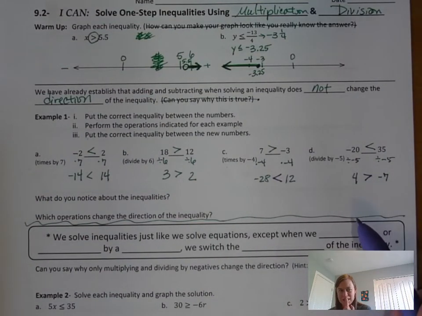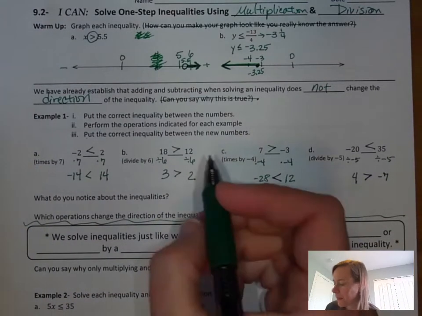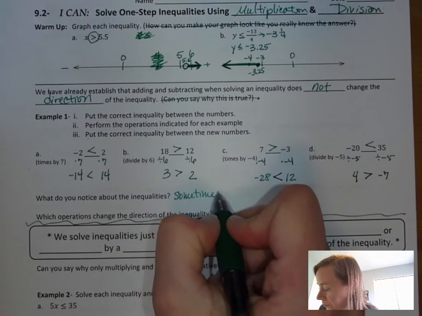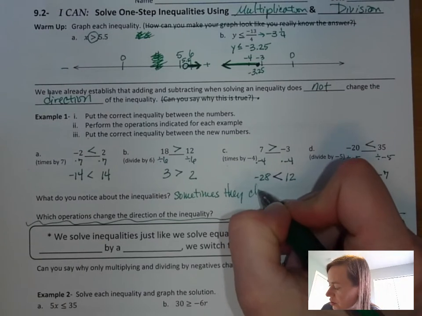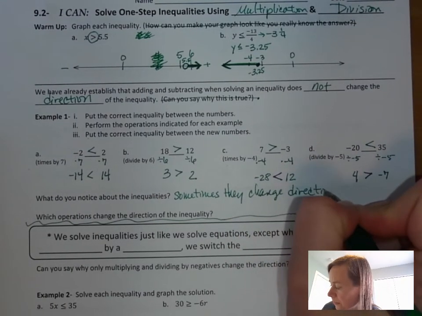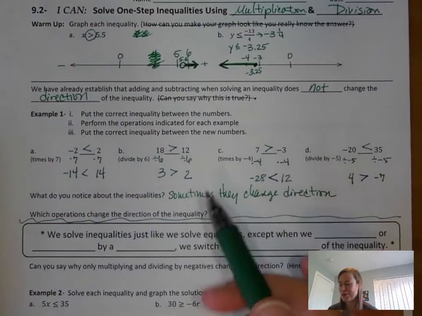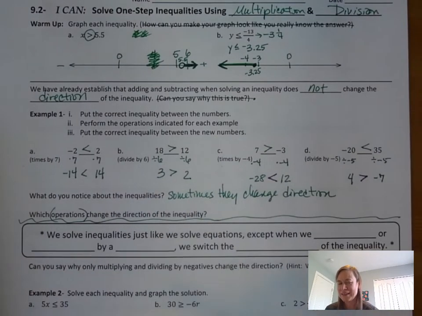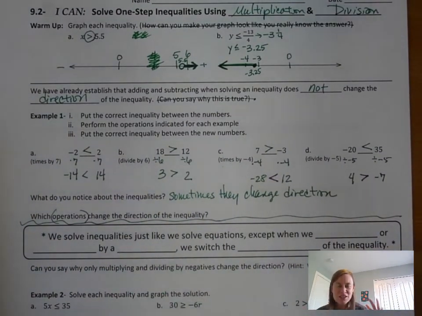Very interesting. Okay, what do you notice about the inequalities? I'm just going to say sometimes they change direction. Or you could say they flip if you want. Sometimes they change direction. Okay, which operations change the direction of the inequality? This word, it's not quite the right word to use there. What is going to change the direction of the inequality? What's causing them to change?